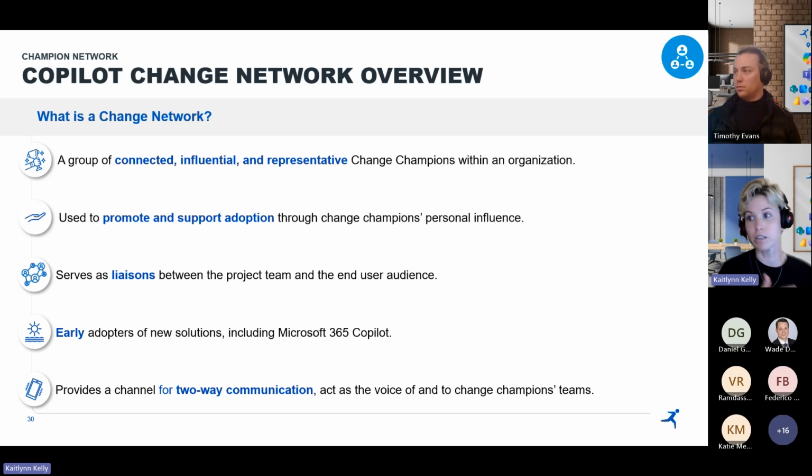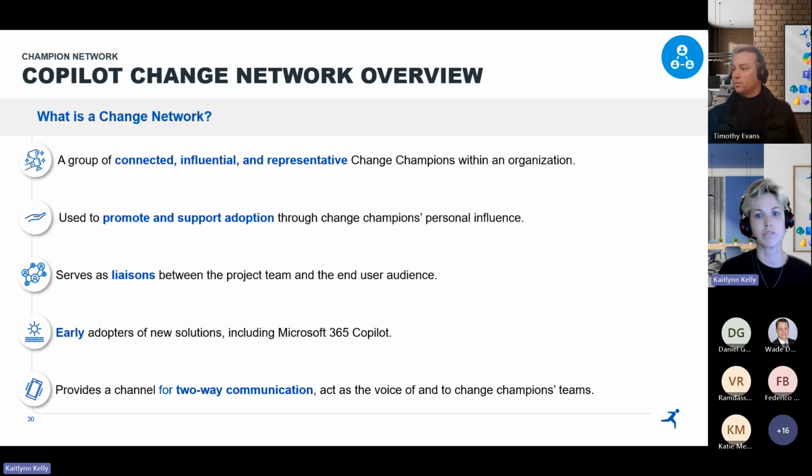To Tim's last point of all of the different personas that can use Copilot, if we have 10 champions in finance and only one in HR, that's a lot to put on that champion in HR. We want to make sure that the champions are disseminated across your different user populations so that they can gather feedback really effectively. They're used to promote and support adoption through their own personal influence.